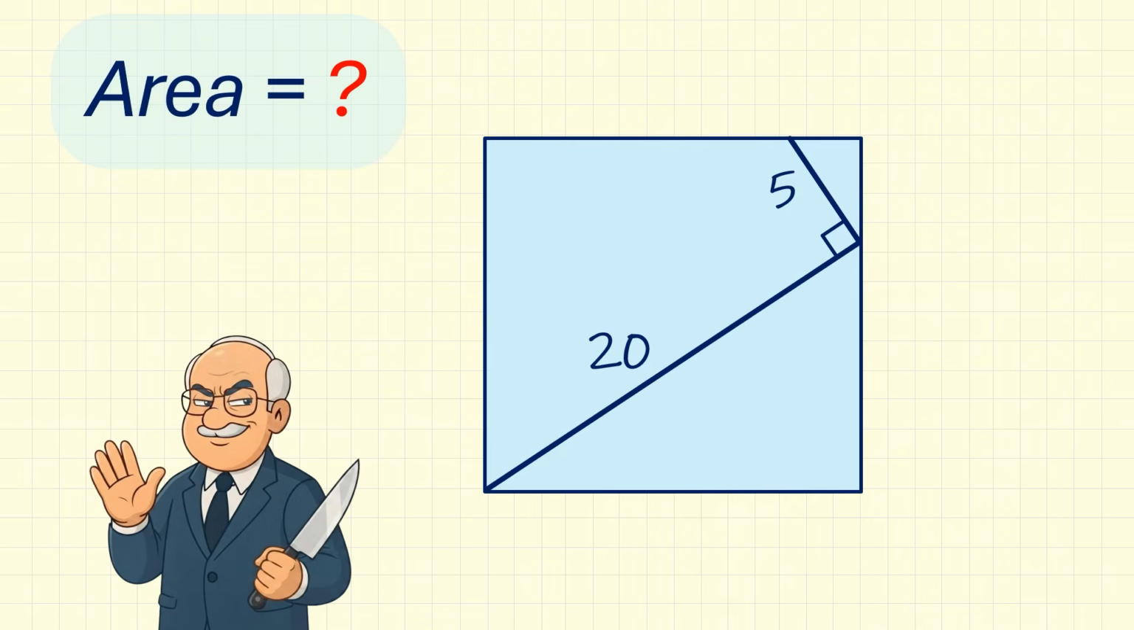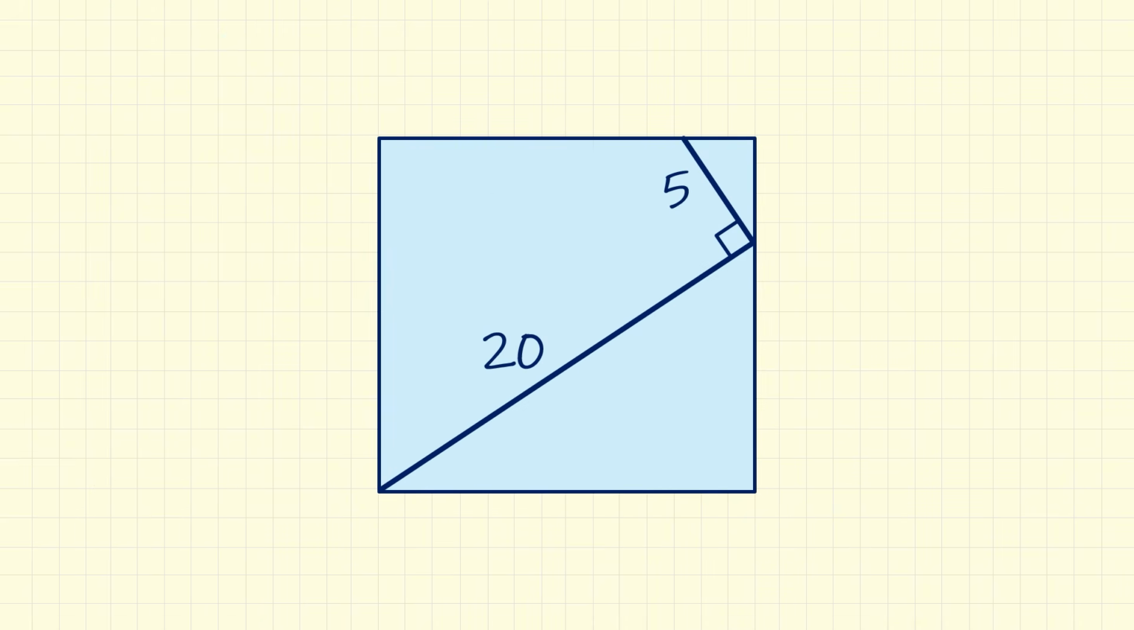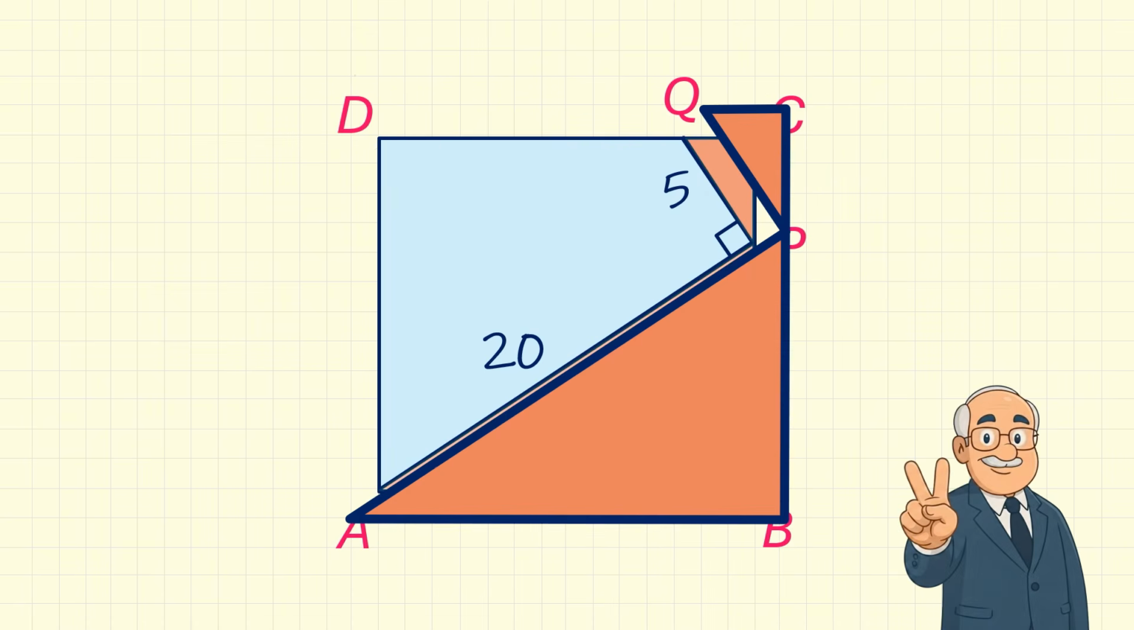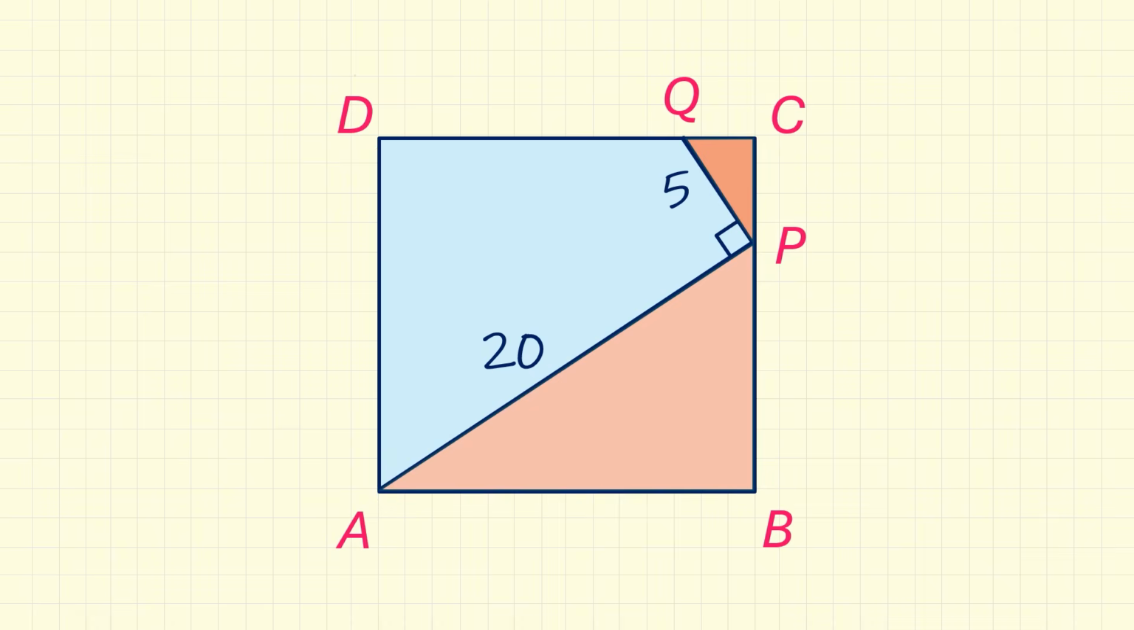Let's break it down step by step. Let's label the vertices starting from the bottom left as A, B, C, and D. Now, look at the two right-angled triangles tucked into the right side of the square, triangle ABP at the bottom and triangle PCQ at the top.